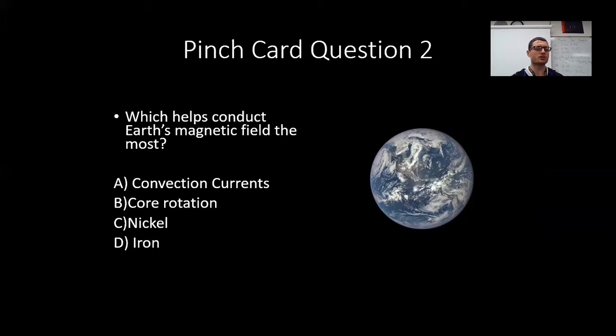Okay, is it A, convection currents, B, core rotation, C, nickel, or D, iron? Again, what's the inner core? What's the most important metal in the inner core?